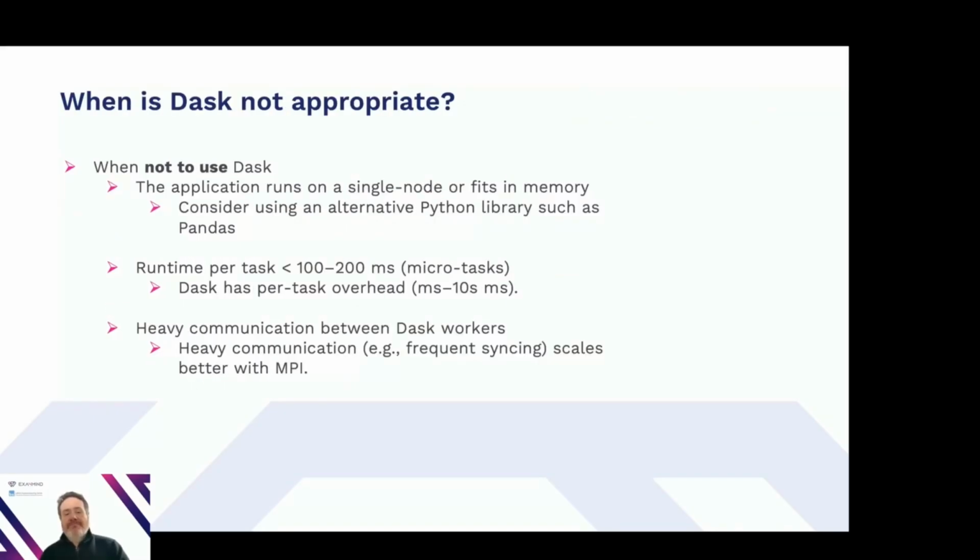However, when is Dask not appropriate? So don't use Dask when your application runs on a single node or your data fits into memory. You should then consider using an alternative Python library such as Pandas. If your runtime per task is less than 200 microseconds, Dask will add around 10 microseconds per task, so there will be overheads which will occur and cause slowdown of your application.